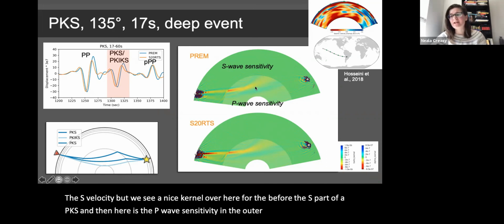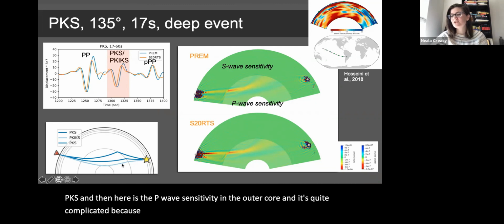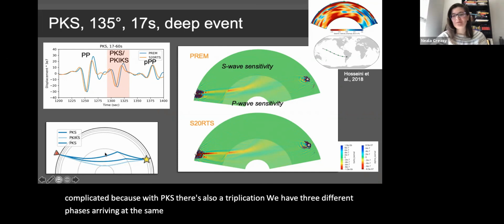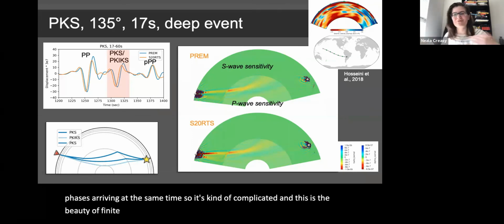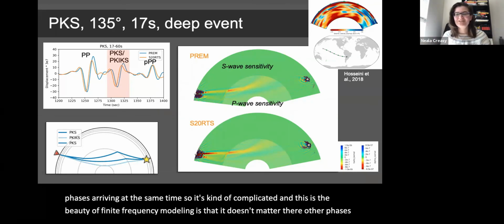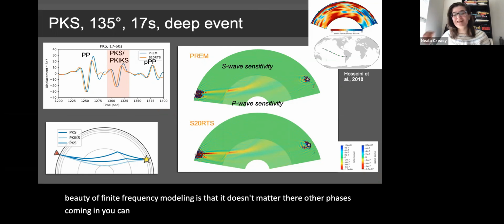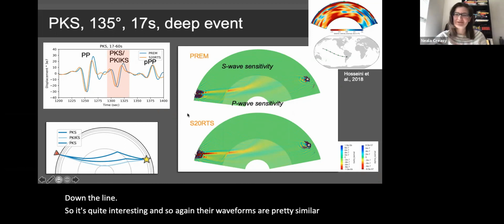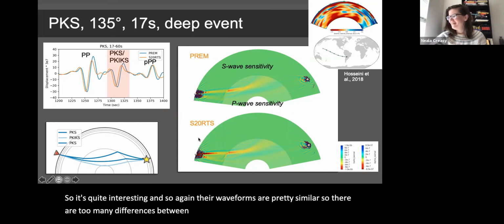And it's quite complicated because with PKS, there's also a triplication. We have 3 different phases arriving at the same time. So it's kind of complicated. And this is the beauty of finite frequency modeling: it doesn't matter if there are other phases coming in. You can still analyze the waveform, and even analyze it for shear splitting down the line. So it's quite interesting. And again, their waveforms are pretty similar, so there aren't too many differences between these kernels.